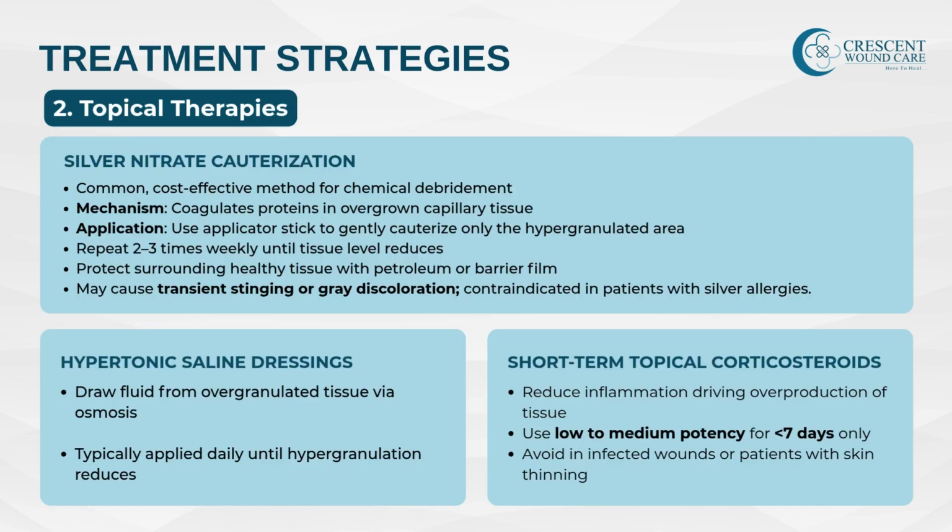Topical interventions include silver nitrate, a common chemical cautery method. Apply with a stick directly to hypergranulated tissue. Repeat 2 to 3 times a week until resolved. Protect surrounding skin to avoid damage. Hypertonic saline dressings draw out moisture and reduce tissue. Topical corticosteroids reduce inflammation. Use low to medium potency and only for short durations, usually less than 7 days.